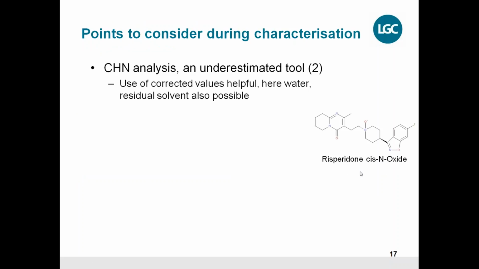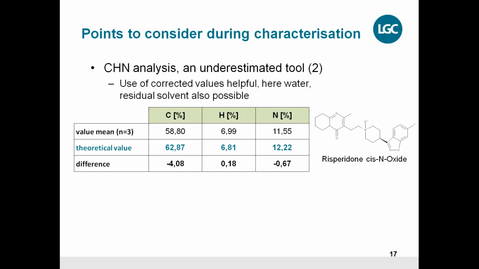We also analyzed this material, the N-oxide of the cis version of risperidone, with CHN analysis, and you can see that there is a problem. You can easily see it when you find practical values like 58.7 and 11.5%, and the theoretical value differs so much from what you found. You can still work with that, but it should give you a heads up that there is a problem.